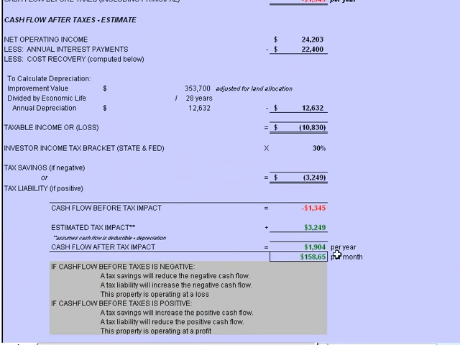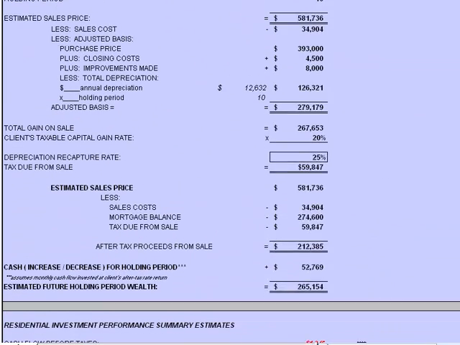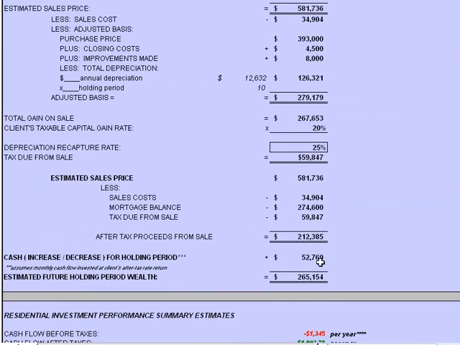Remember, over time, we were receiving a cash flow that starts off at $158.65 a month, and then grows over time because we were, in fact, inflating that rent. So the net cash increase or decrease for my holding period was an additional $52,769 that was in my pocket, because we're recapturing all of the depreciation and stuff here. So that means that the future holding period wealth for me is 265,154.